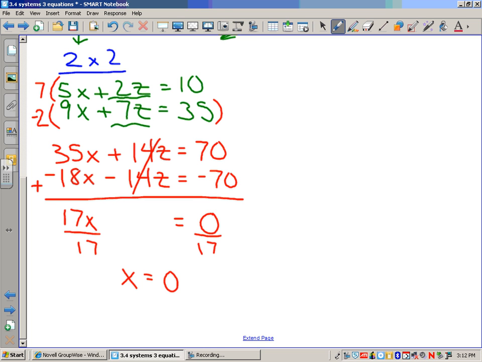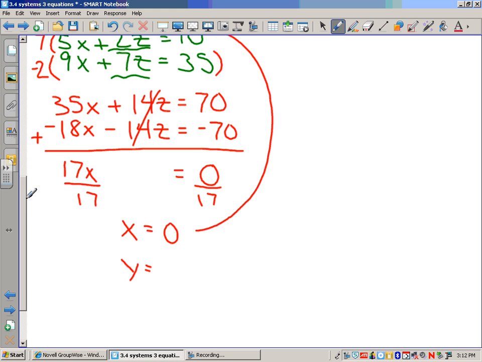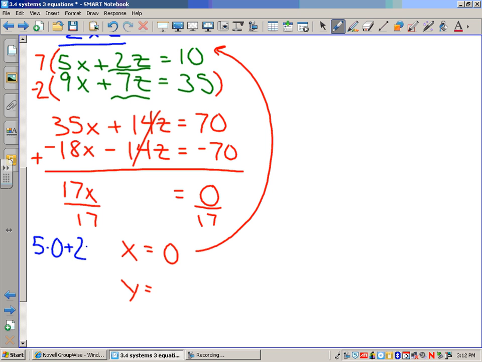Now you solve this system. If you have your x of 0, you can take that back into one of your equations and solve for y. So let's say I take it into the top one. It would be 5 times 0 plus 2z equals 10. I'm not solving for y, I'm solving for z, sorry. So 5 times 0 is 0. I'd have 2z equals 10. Divide by 2. Z equals 5.